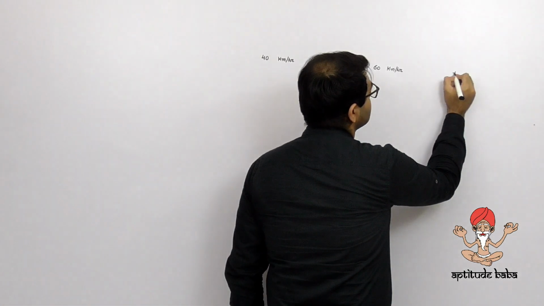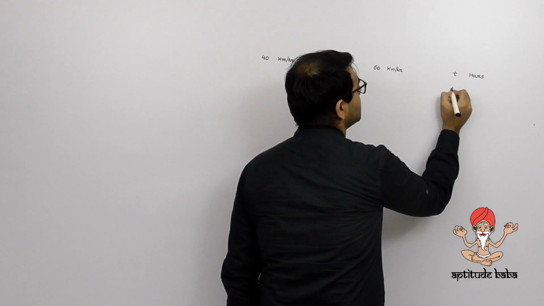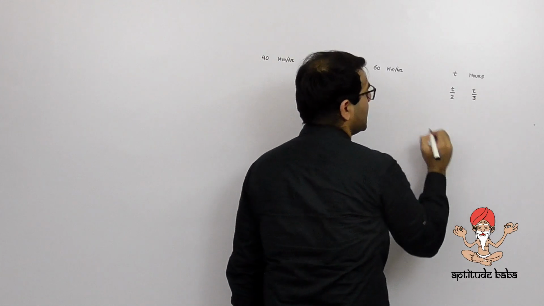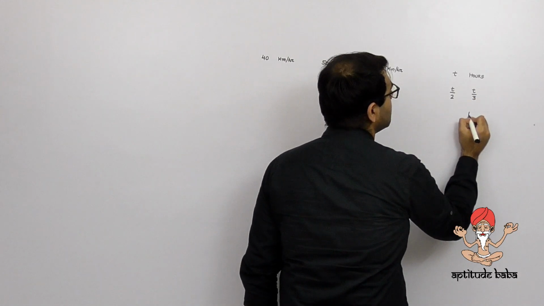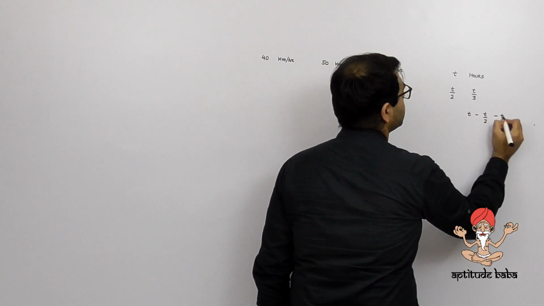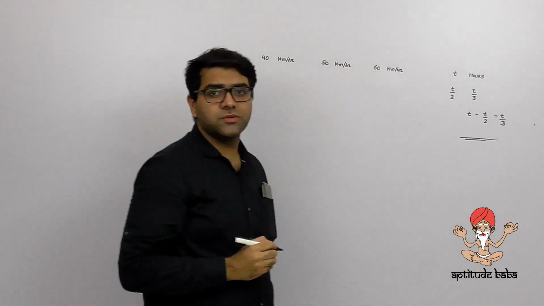Now, if I am considering the total time to be t hours, half the time would mean t by 2. A third of time would mean t by 3, and the remaining time would end up becoming t minus t by 2 minus t by 3. However, don't you think we are too complicating the question here?